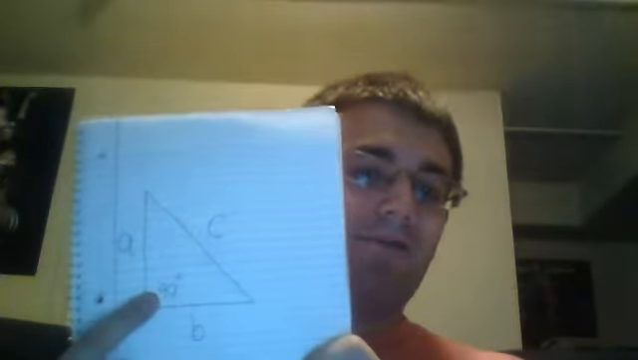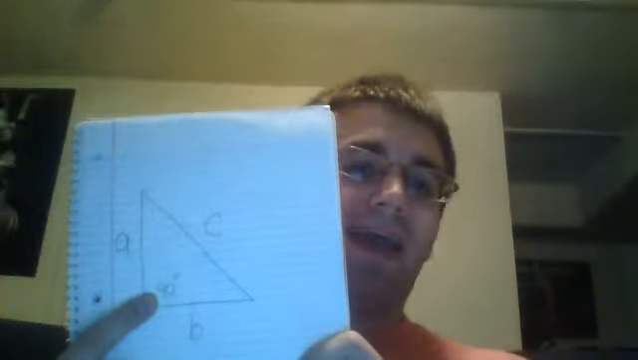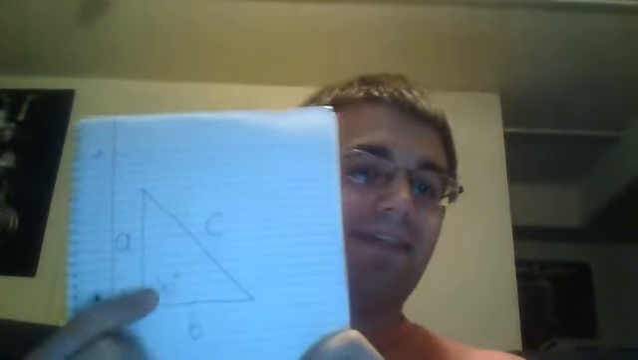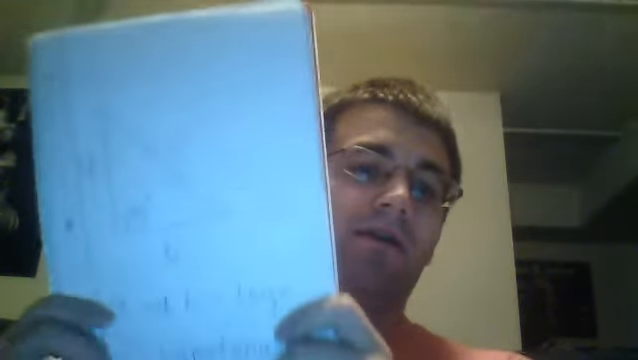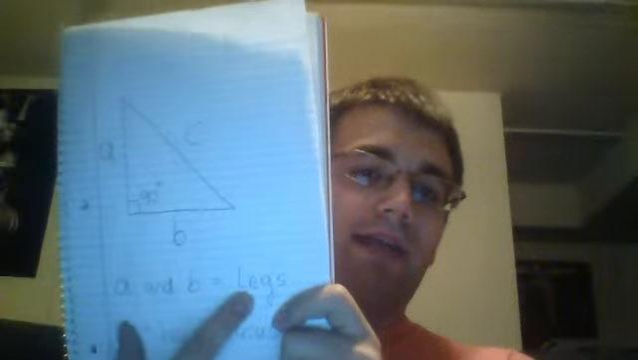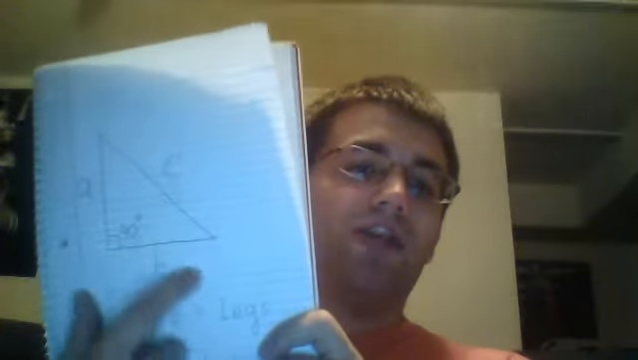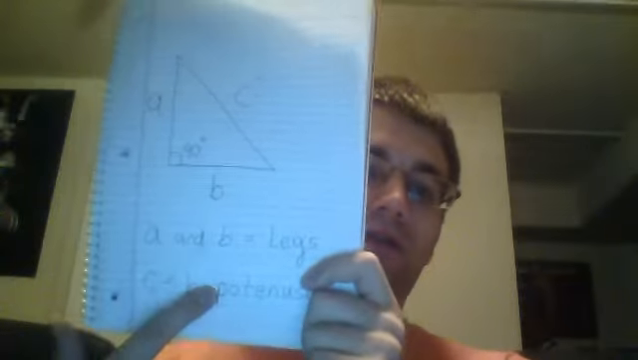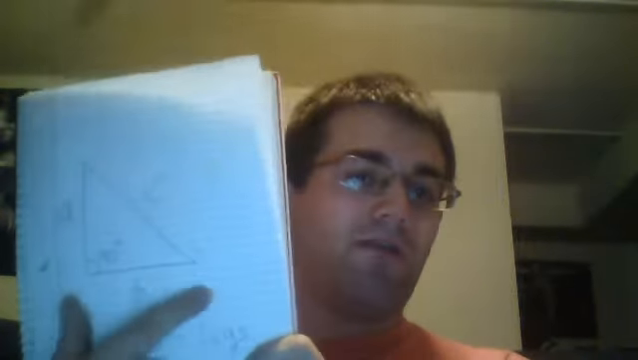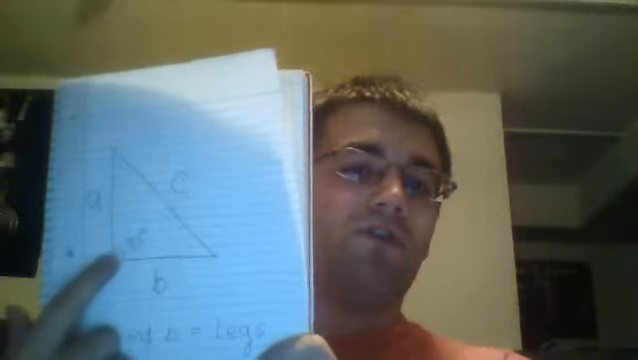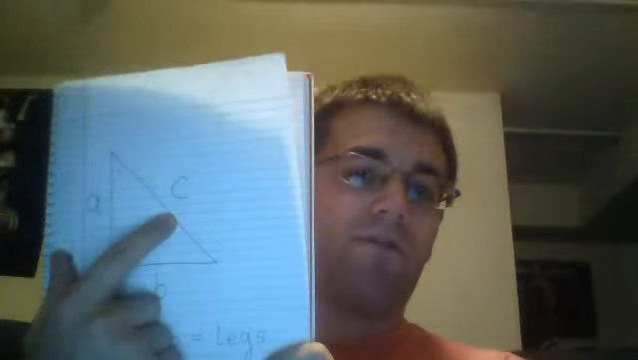A right triangle is a triangle with a 90-degree angle measure, and A, B, and C are the sides of a right triangle, where A and B are the legs, which are the two sides that are adjacent to the right angle, and C is your hypotenuse, which is the longest side of a right triangle, which is found directly across from it.